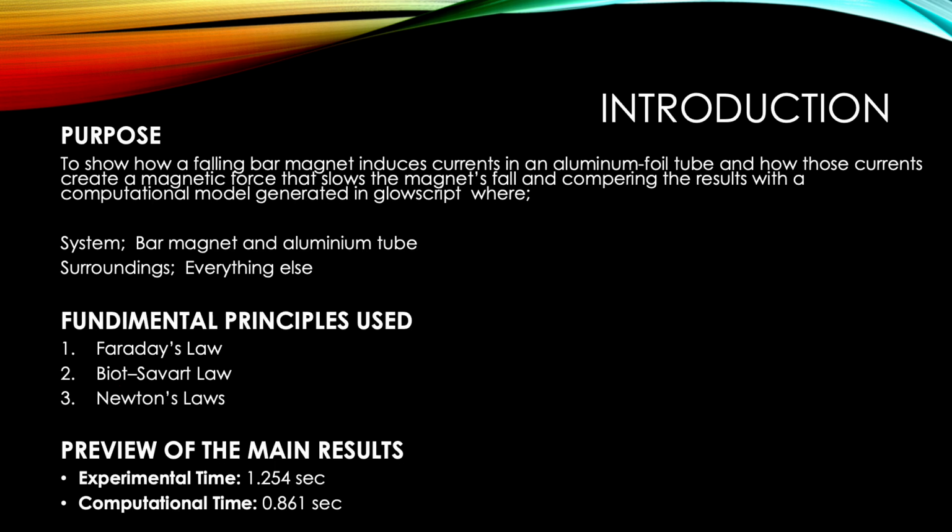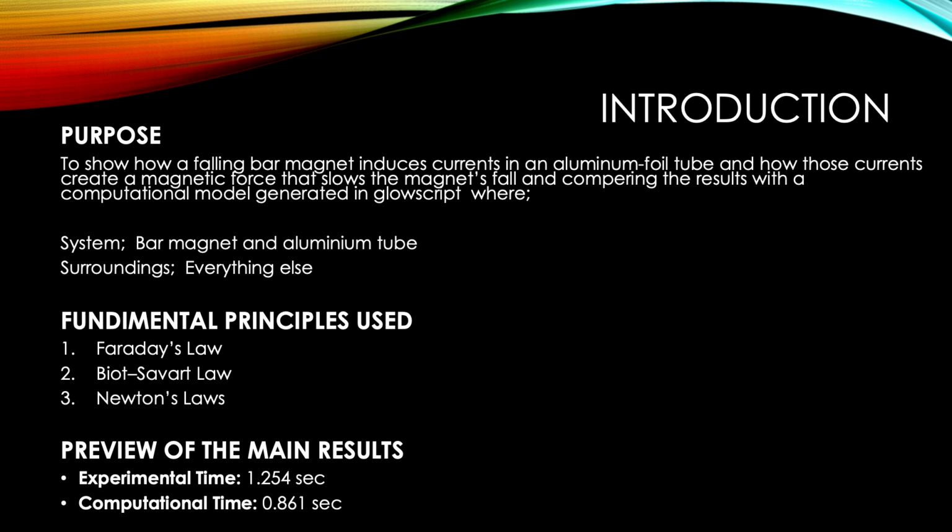Introduction. Purpose. The purpose of this lab is to show how a falling bar magnet induces current in an aluminum foil tube and how those currents create a magnetic force that slows the magnet's fall, and compare the results with a computational model generated in GlowScript, where the system in this case is the bar magnet and aluminum tube and the surroundings is everything else.